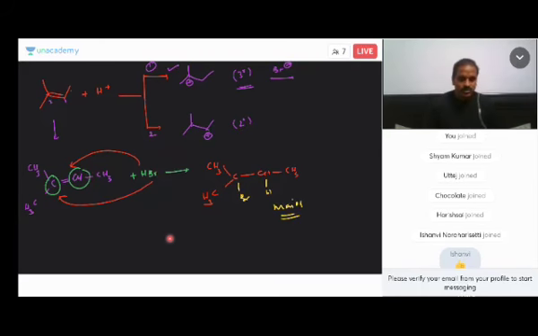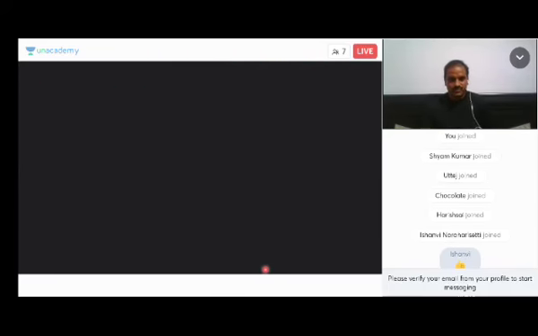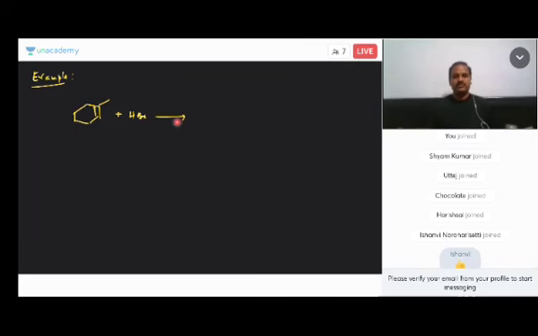Right. So this is about the electrophilic addition reaction. I'll give one more question just to complete this, with some examples related to the addition of HBr. Example: cyclohexene and methyl substituted, plus HBr. Do complete this question.